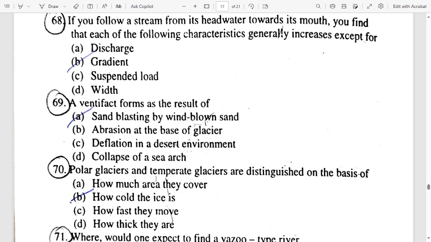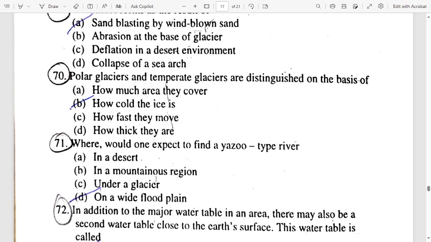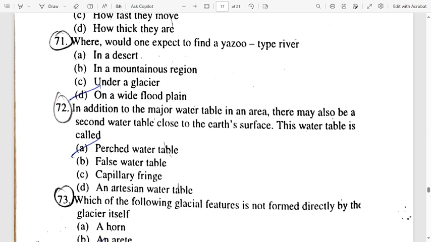Polar glaciers and temperate glaciers are distinguished on the basis of how cold the ice is. Where would one expect to find a Yazoo type of river? On a wide floodplain. In addition to the major water table in an area, there may also be a second water table close to the Earth's surface. This water table is called a perched water table.